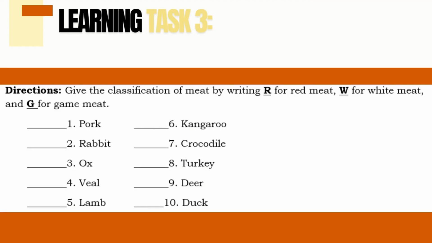Learning Task 3. Directions. Give the classification of meat by writing R for red meat, W for white meat, and G for game meat. Alright, are you done?